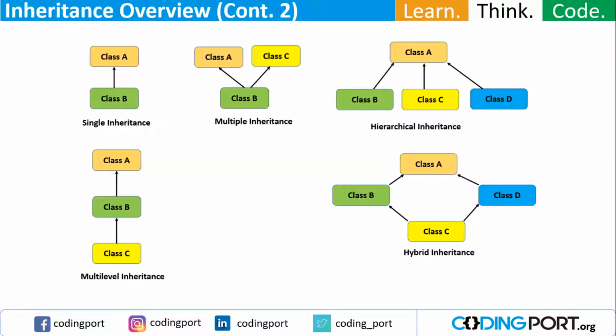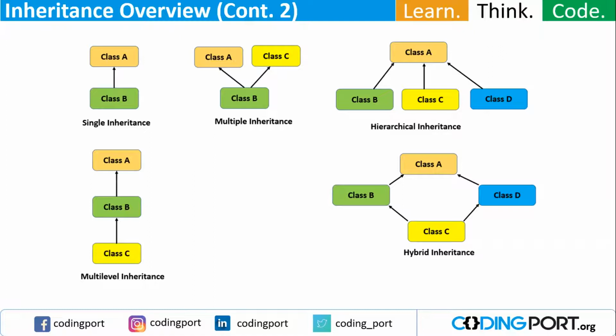Hierarchical inheritance is when one class has more than one child, or in other words, when multiple child classes have a single parent. So here you can see classes B, C, and D have a single parent, that is class A. Multi-level is when a child class is created from another child class. So in this diagram you can see class C is a child of class B, and class B itself is again a child of class A.